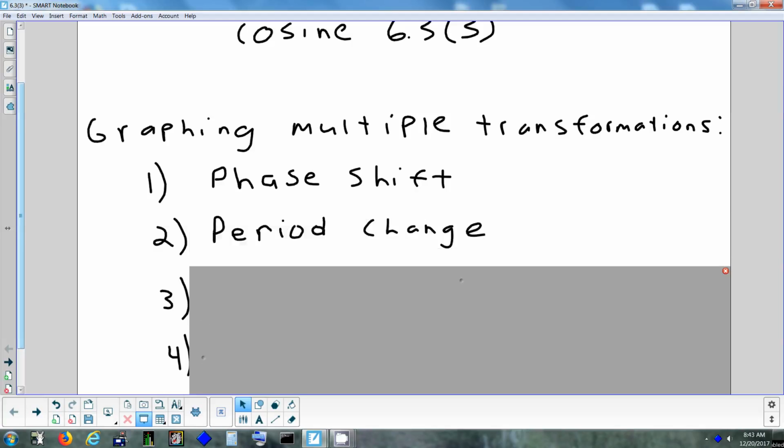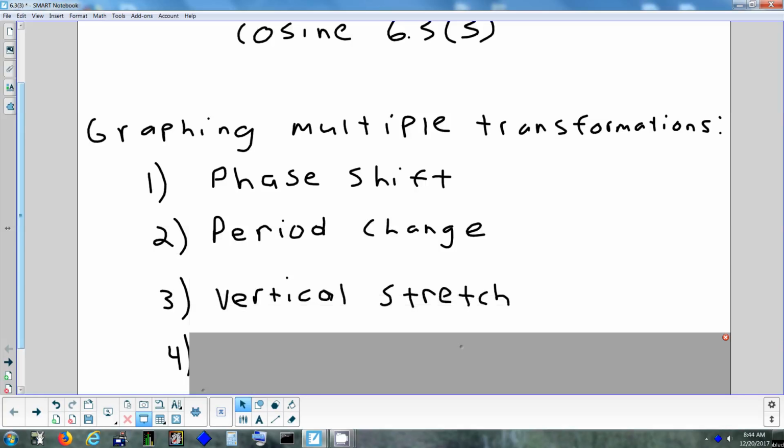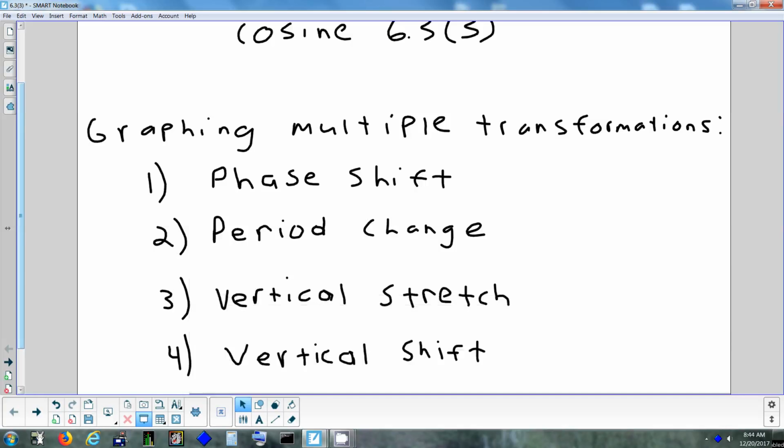Stretch or shift? Yeah. Shift. Well, we had a 50-50, and it's not the shift. So it has to be the stretch, which is our amplitude change. And then the last thing is the shift.